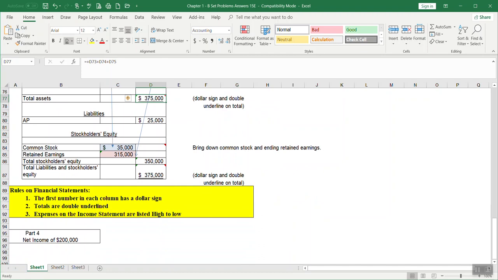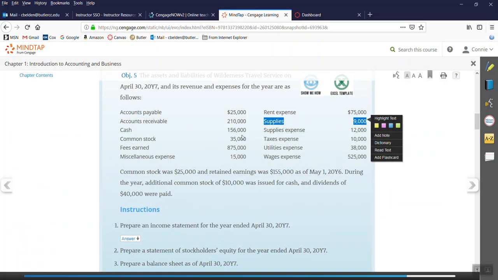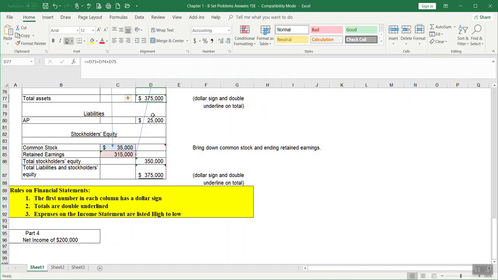Okay, the only liabilities that we have in this problem, money that you owe, is accounts payable of $25,000. So therefore, under liabilities, I listed accounts payable of $25,000. Since we had a grand total here, pretend as if you're starting over, so put a dollar sign on that. Now, that 25 will be added to our stockholders' equity.